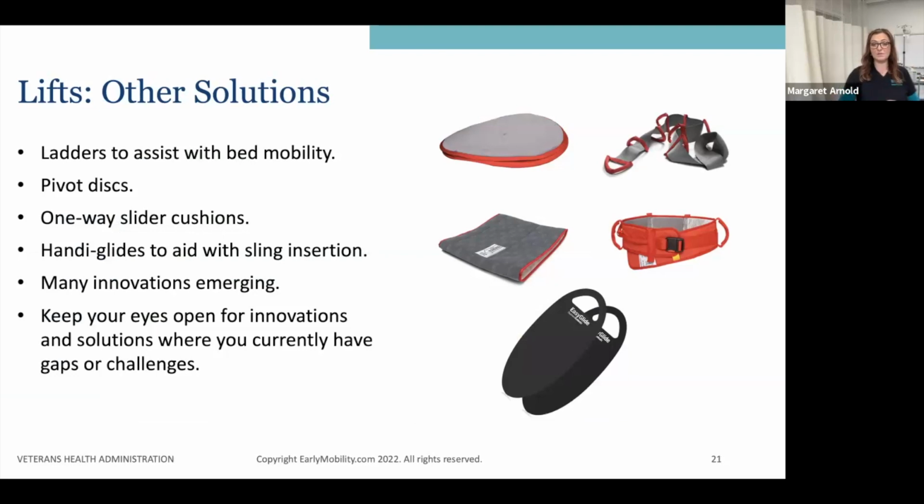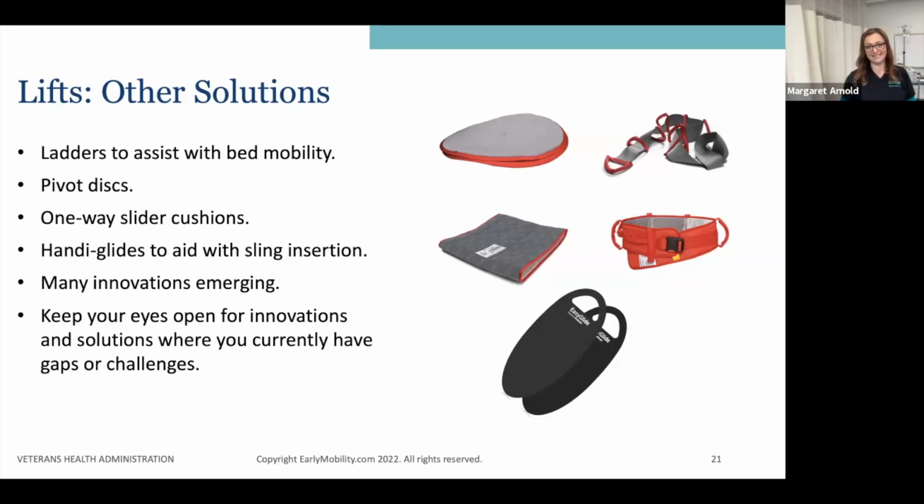Pivot discs that help somebody pivot around, either on a bed or in a chair or in a car. One-way slider cushions that can help prevent a patient from sliding down in the bed. Handy glides, plastic material gliders that can be placed behind a patient to put a sling in when it's difficult to move the patient.